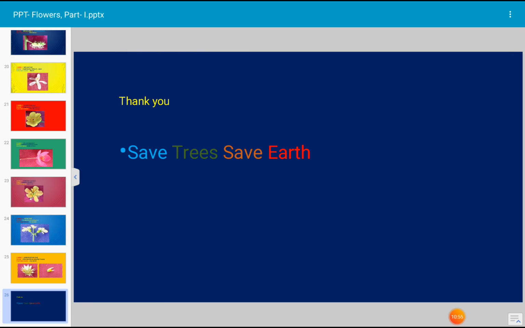Save trees, save earth. This is all about different types of flowers. Flowers play a very important role in identification of plants because they consist of several types of characteristics, modifications and colors. Every small minute point also plays a very important role in identification of the plant. Thank you very much. Save trees, save earth.